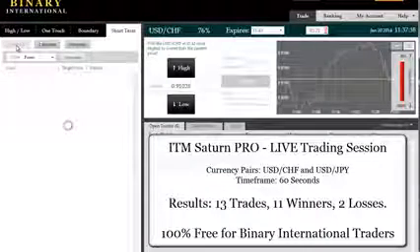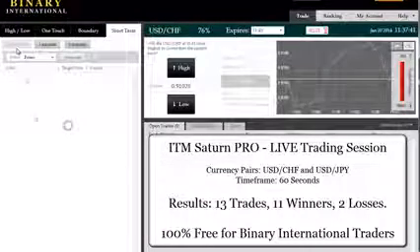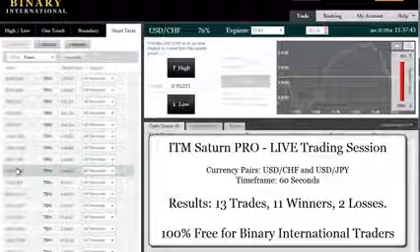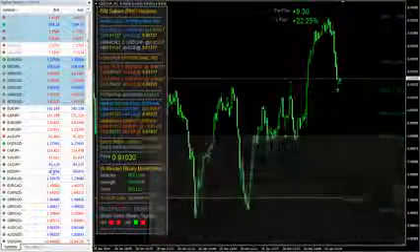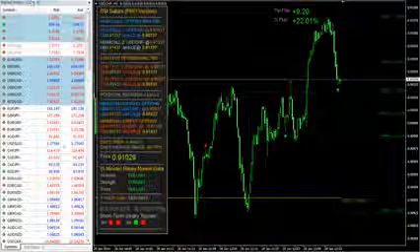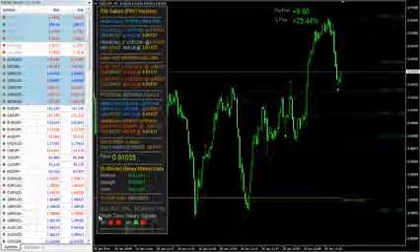So we're going to start with the US dollar Swiss franc. We're going to choose a 60-second time frame. Make sure the pair is selected and go back to the Saturn Pro terminal. The time right now is 13:37:49.